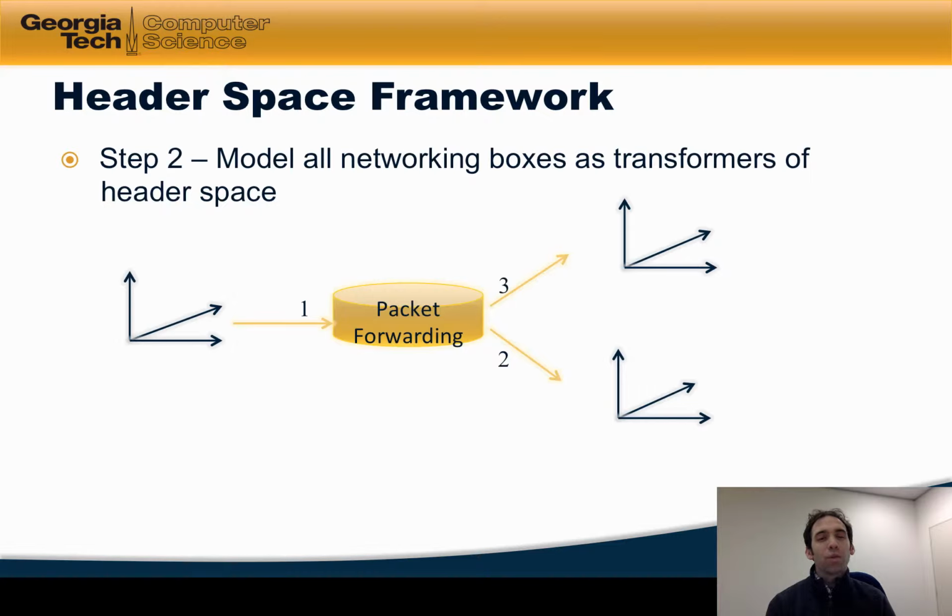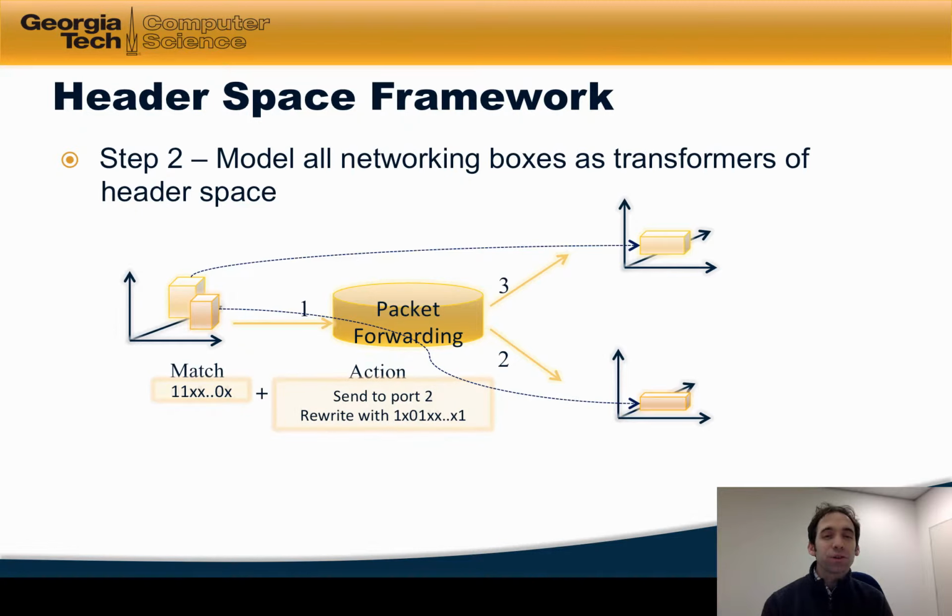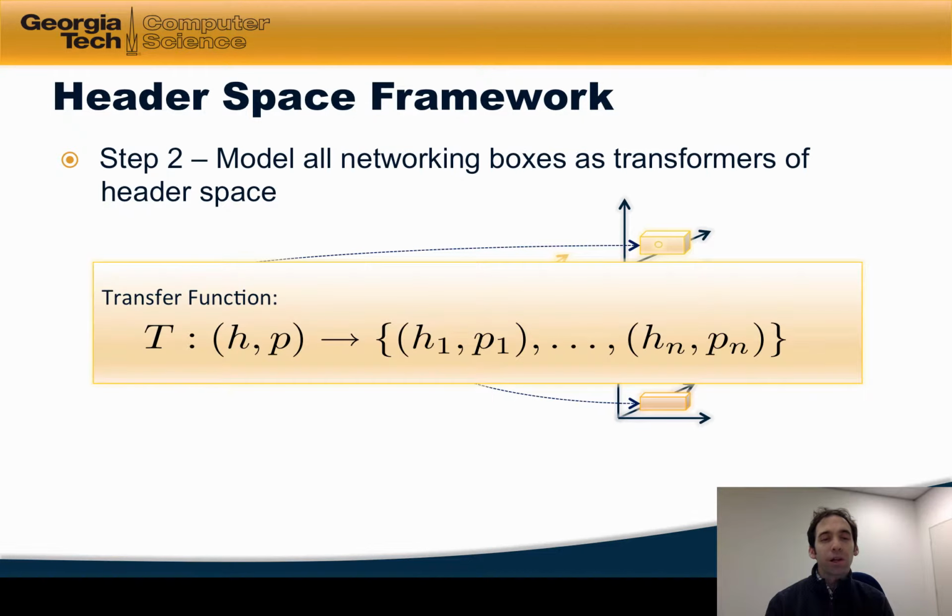In step 2, we simply model all networking boxes, such as routers and switches, as functions that transform that header space. So it may take a set of points in one part of that header space and map them to other portions of the header space. Packets in different portions of the originating header space may ultimately map to different destination header spaces. Ultimately, we can represent a router or any data plane element as a transfer function that takes a header and maps it to one or more destination headers.